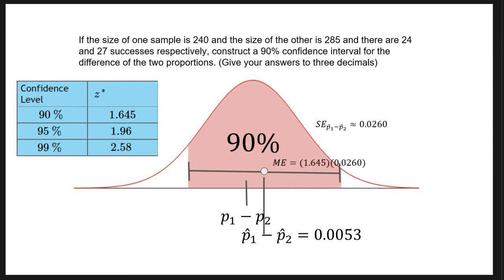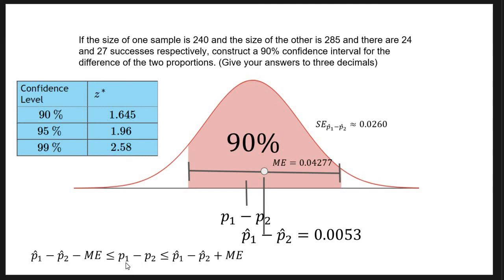Well, let's do that. The z-score for 90% in the middle is 1.645. That's this z-score here. And the standard error I have is 0.026. When I multiply those, I get 0.04277. And that is my margin of error. So to the point estimate, 0.0053, I'm going to add that margin of error to get the upper bound of my confidence interval, and subtract that margin of error to get the lower bound.